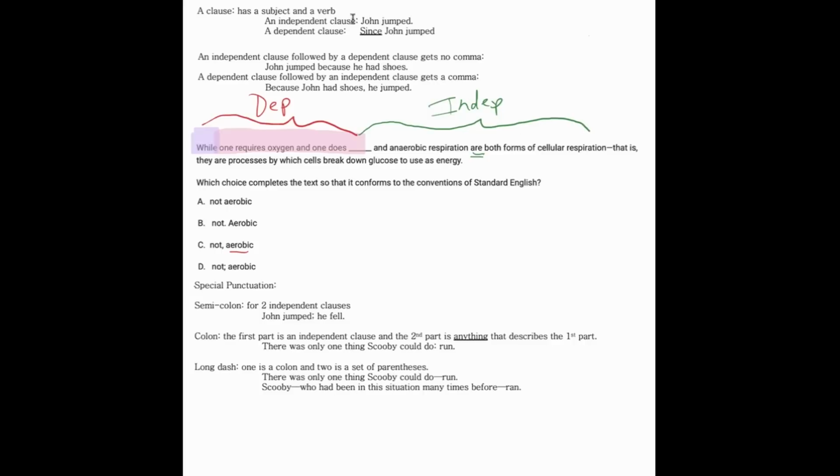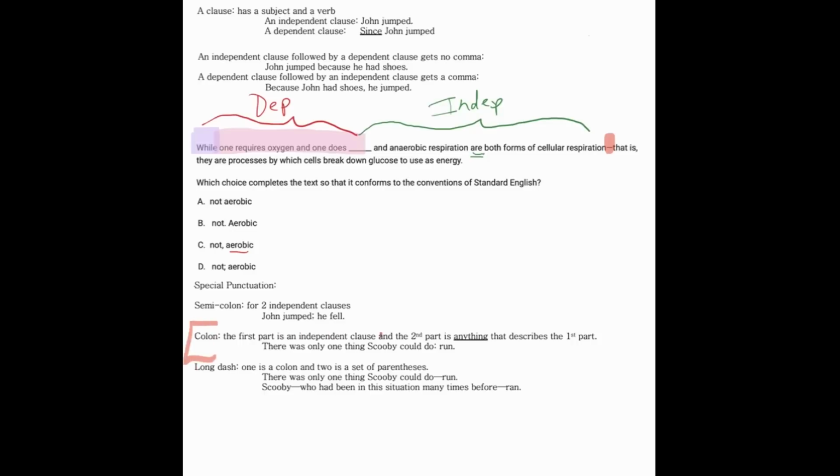In any case, if we take a long dash here and lead into a little description, that is, their processes by which cells break down glucose to use as energy, that's okay because we're using 1 long dash as a colon. So we've got a full sentence, dependent and independent clause following each other in that order. And then we've got a colon into a little description. So it loosely follows this definition right here.